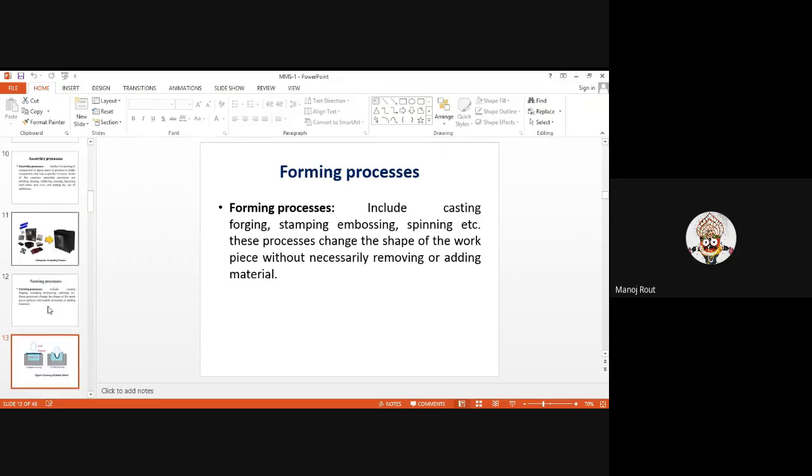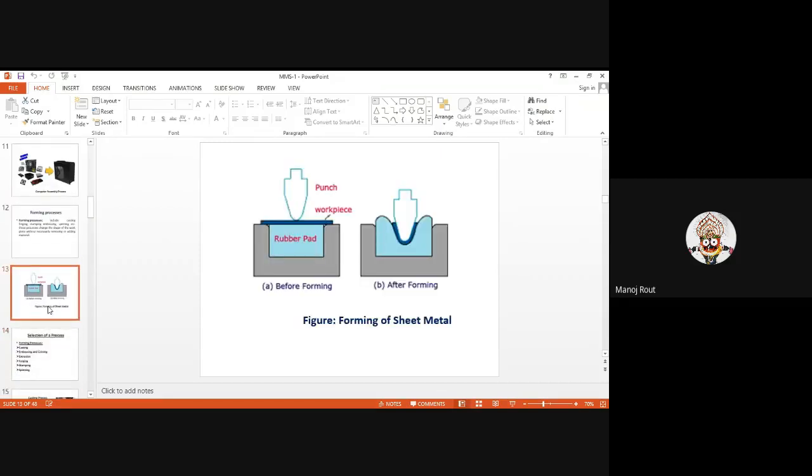If you directly go to the forming process, this is a typical example of the forming process of sheet metals. In the case of sheet metal, there is no need to remove unwanted material. You just use the help of a punch and you can get the desired shape and size. As you see in the figure, before forming and after forming, the punch provides pressure on the rubber pad, and after that you can form the U shape.